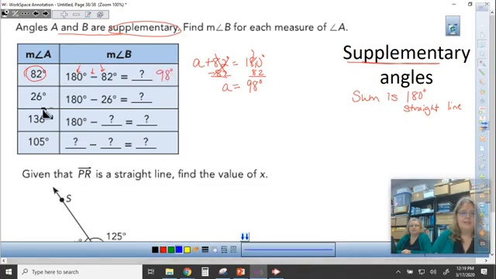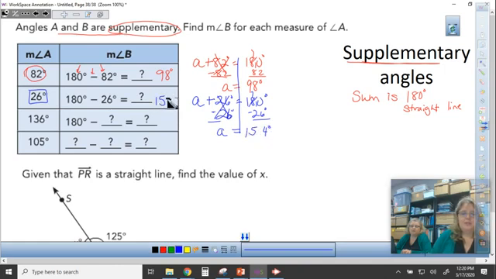Next one, 26 degrees. What is the supplement of 26 degrees? In other words, what angle measurement plus 26 equals 180 degrees? I'm going to subtract 26 on both sides. I keep my equations balanced, by the way, and I end up with 154 degrees. Ooh, that is an obtuse angle. It means it's really wide.